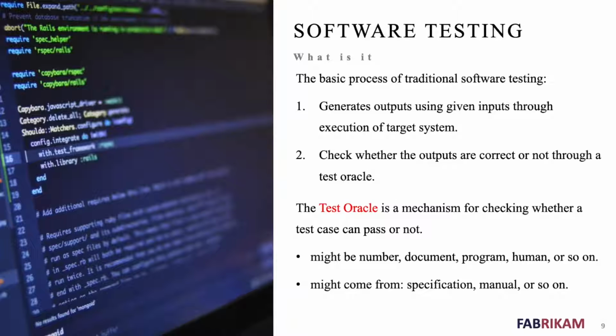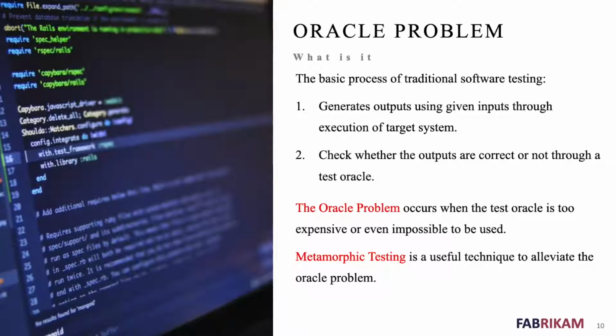In traditional software testing, commonly, we generate test cases through a specific algorithm, run these test cases against the system under test, and check the results through a test oracle. The test oracle is a mechanism for checking whether the test cases pass or not. It might be numbers, a document, a program, or a human, and may come from a specification, manual, or so on. If it is impossible or too expensive to use the test oracle, then this situation is called the oracle problem. And the testing of network scanners may encounter it because it is difficult and expensive to verify the scan results.